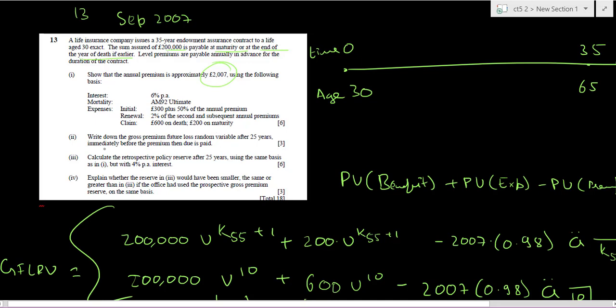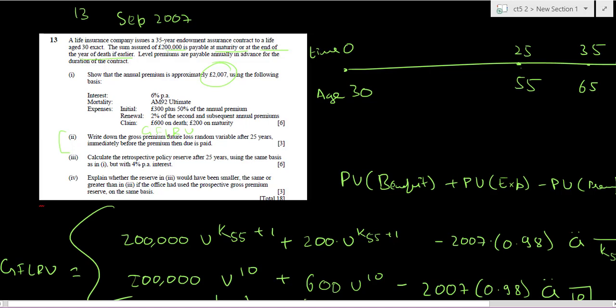Let's move to the second part that we are concerned with. Write down the gross premium future loss random variable. This is the gross future loss random variable that they want us to calculate after 25 years. So this would be at time 25, that is at age 55, and using the same basis, immediately before the premium is due.